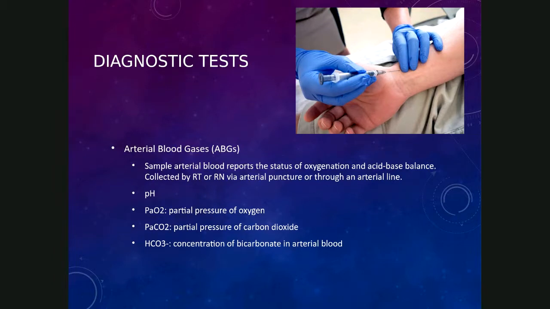Okay. So we have ABGs. This is typically performed in the hospital setting by your respiratory therapist. Having worked in the hospital, I've never had an RN do it, but it is very important, like we discussed earlier, to understand the results of acid-base imbalances. So PaO2 is partial pressure of oxygen, PaCO2 is partial pressure of carbon dioxide, and HCO3 is the concentration of bicarbonate in arterial blood.